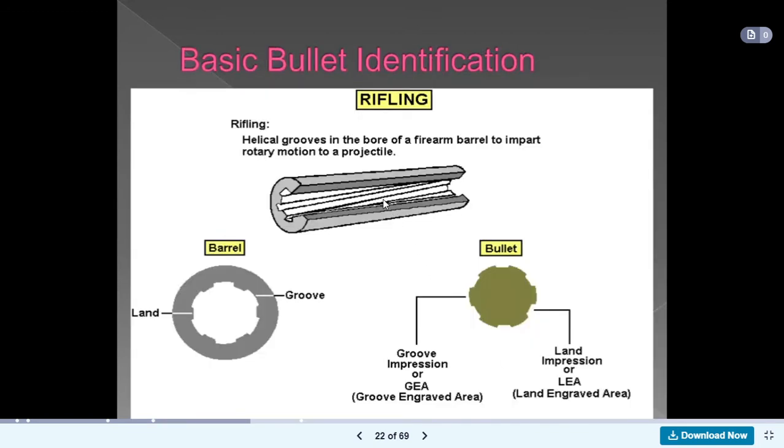So, basic bullet identification, rifling. So, hierarchical grooves in the bore of a firearm barrel to impart rotary motion to a projectile. Muna siya tinatawag na rifling. So, muna siya, kanigas, class muna siya ang tinatawag na LAN. So, LAN ni siya, kaning murag burot-burot sa imong barrel. So, ang ubos ana, yang groove.